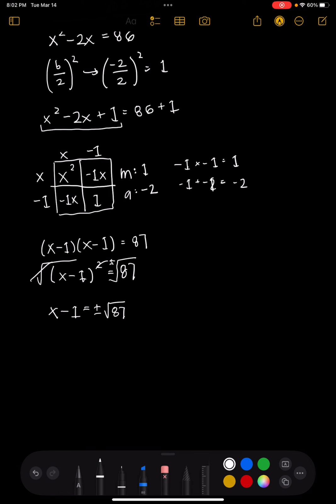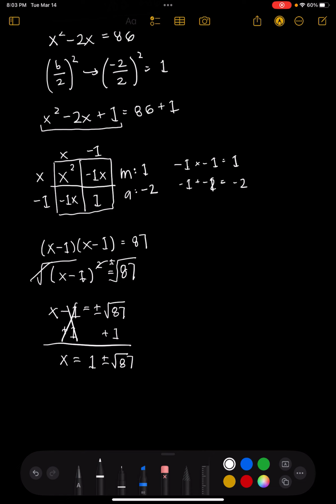Slightly different than what we were doing with the square roots, though, because now you have x minus 1 on the left side. You don't just have x. So you still want to get x by itself. To get x by itself, we would add 1 to both sides. And so this minus 1 and plus 1 cancel each other out, and I'm left with x. And then I'm going to end up with 1 plus or minus the square root of 87.